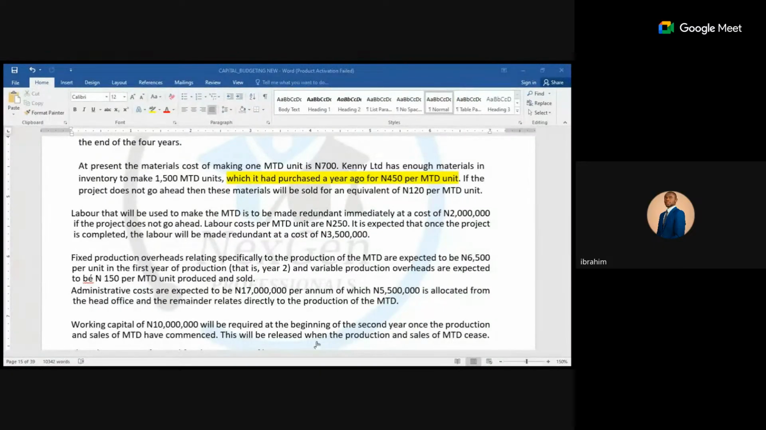Is that not so? And they say it is specifically for the project, so definitely relating specifically to the production. And you have to produce in year 2, you produce in year 3, you produce in year 4. Don't forget, they want to produce MTD. That is the project. The project is production of MTD, right? So it means that as they are producing, they will incur the fixed production overhead, but it is actually fixed. Do you get it? Yes, sir. Okay, thank you.